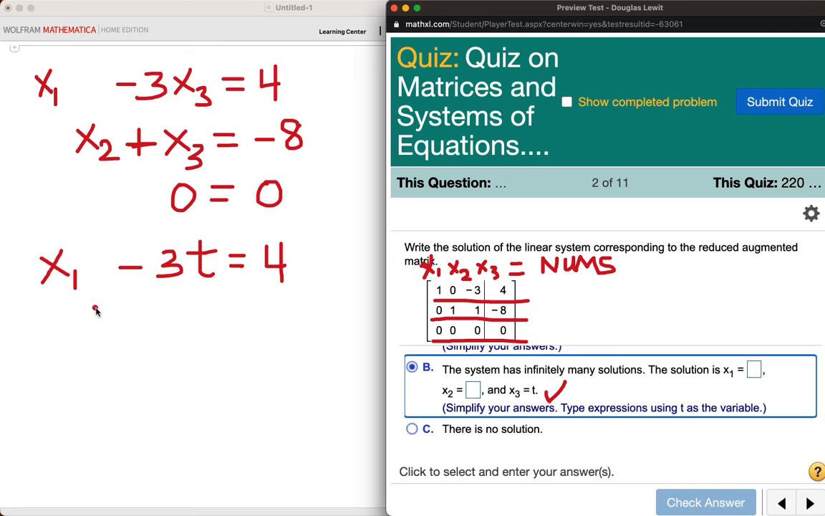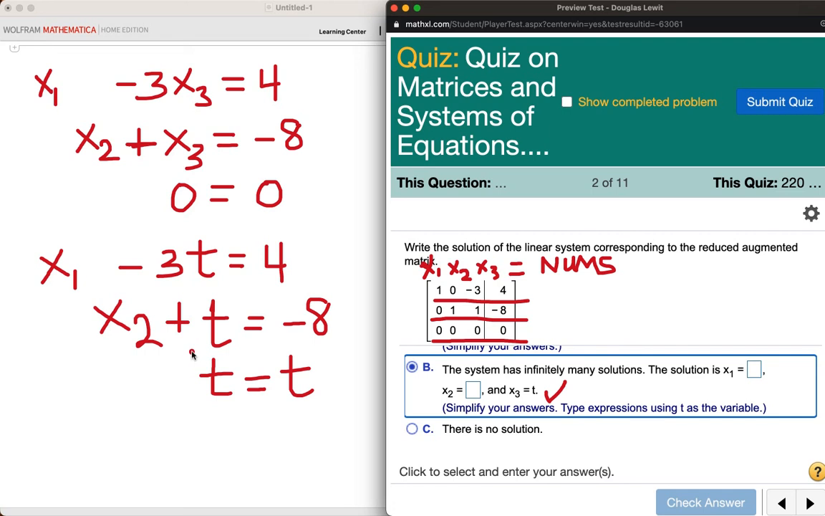Okay. And then you have x2 plus t is equal to -8. And of course, t is always going to be equal to t. Well, x3 is equal to t, and that's what they're telling you right there.